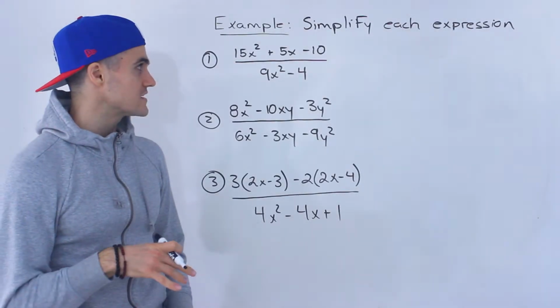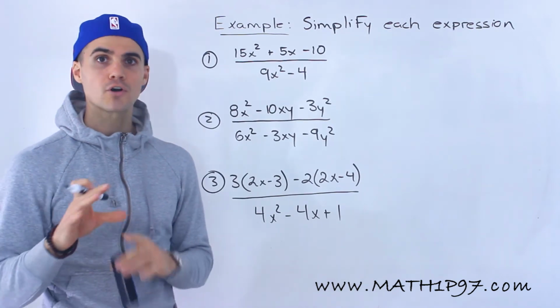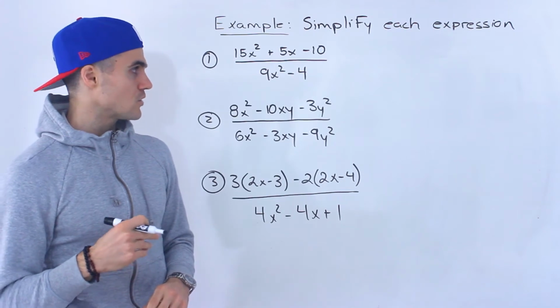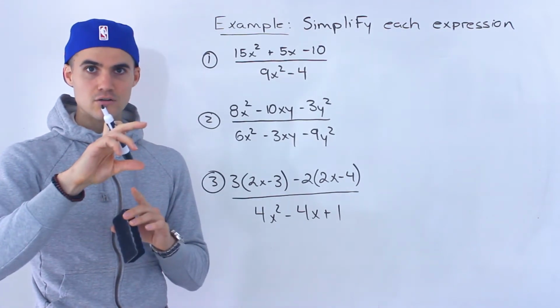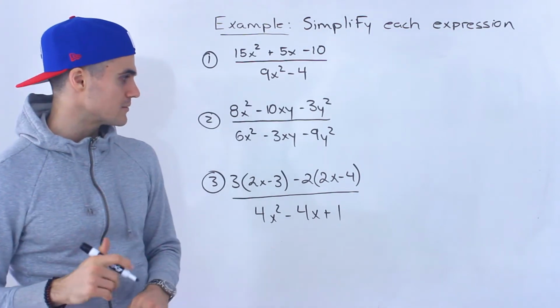Patrick here, and in this video what we've got to do is simplify each of these three expressions. Notice that they're all rational expressions. So what we're going to do is go through those same steps. We're going to factor the numerator and denominator, we're going to state restrictions, and then we're going to simplify.